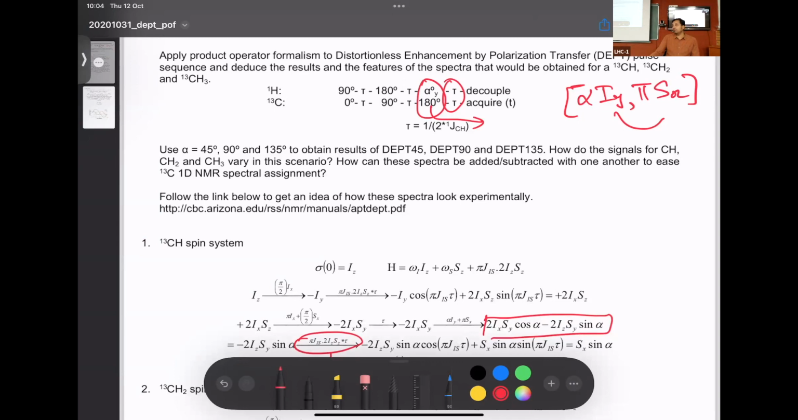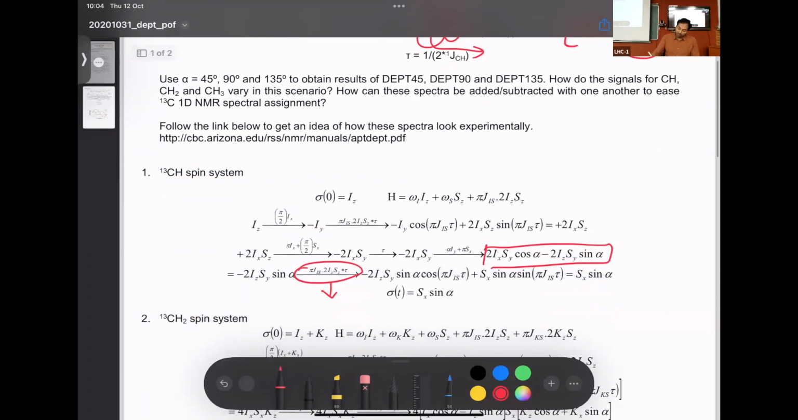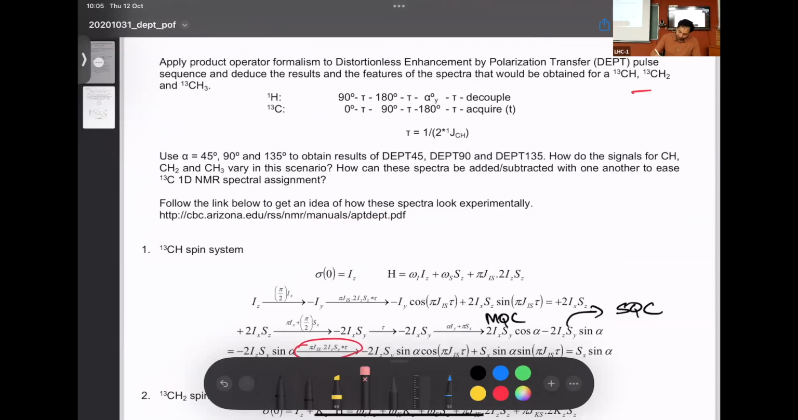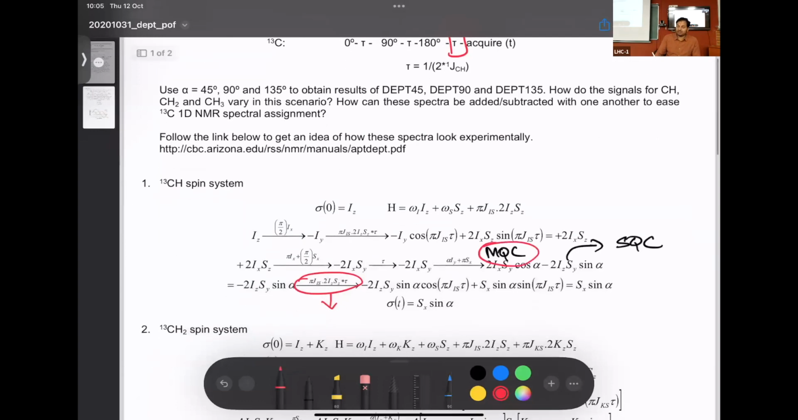Since IY and SX commute, you can change the order. I just did the I pulse first, followed by the S pulse. You can always do the S pulse followed by the I pulse. The outcome will not be any different, which you'll learn from quantum mechanics. And therefore, you are able to get a term which had a multiple quantum term and a single quantum term. Since the application of the last pulse, all you have is a delay. And we know for a fact that delays do not end up changing the order of coherence. And since the multiple quantum coherence cannot be detected, we chose not to see that any further.